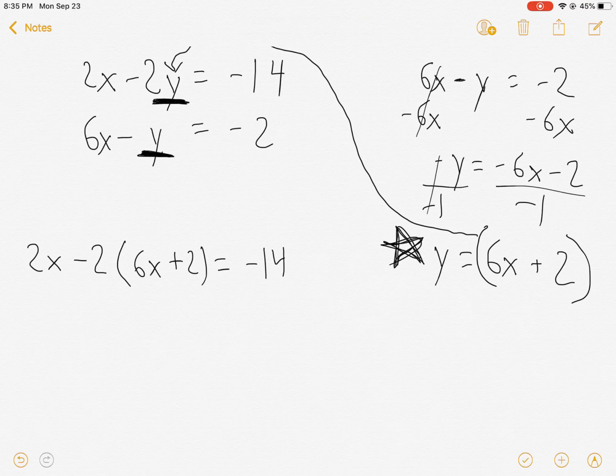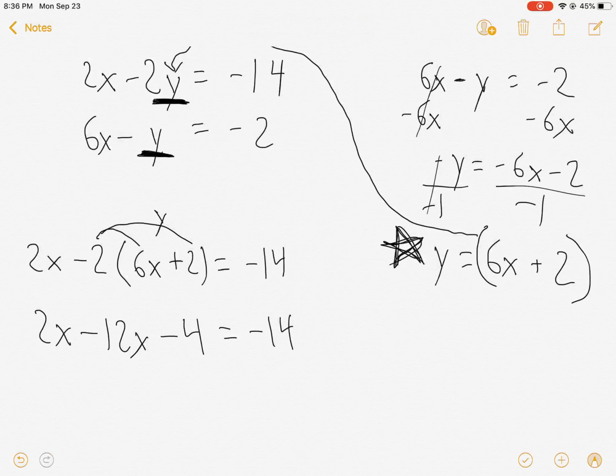Well, the usefulness of that is now y is gone, right? This quantity of 6x plus 2 is representing y. So instead of y, we've got 6x plus 2, which means I only have x's in the equation. Since I only have x's, I should be able to solve this out. In this case, that would require us to distribute the -2. So I'm going to rewrite the 2x, and then I'm going to distribute this -2. -2 times 6x would be -12x. -2 times +2 would be -4. And that's equal to -14.